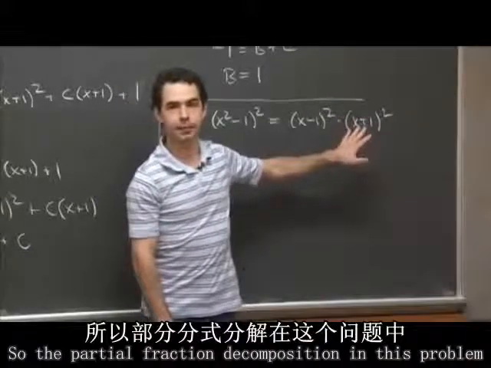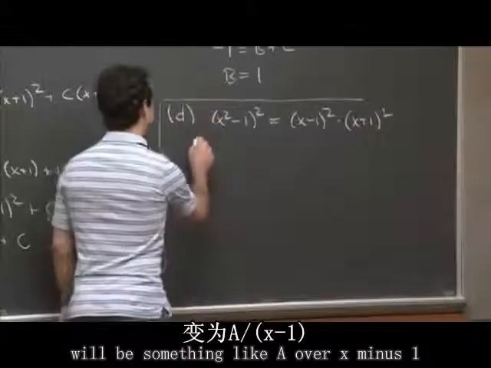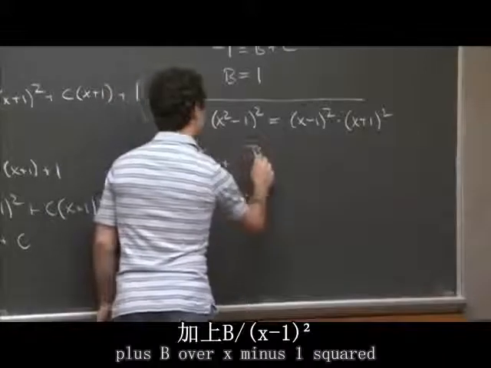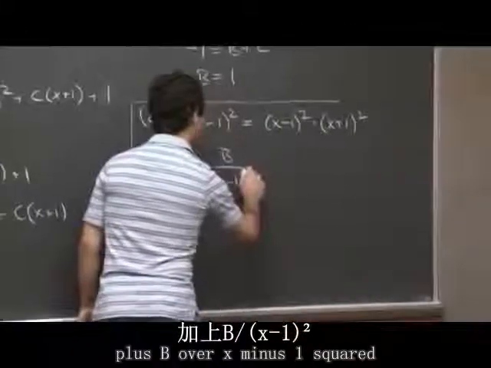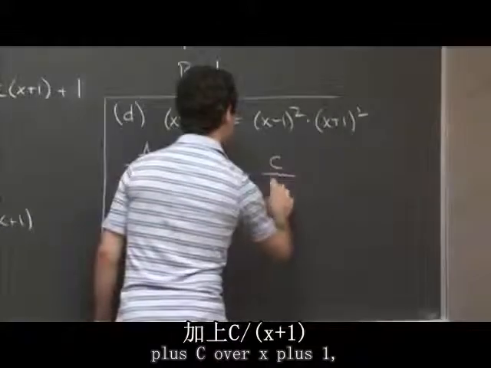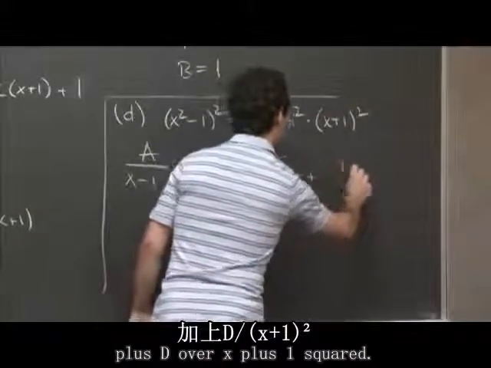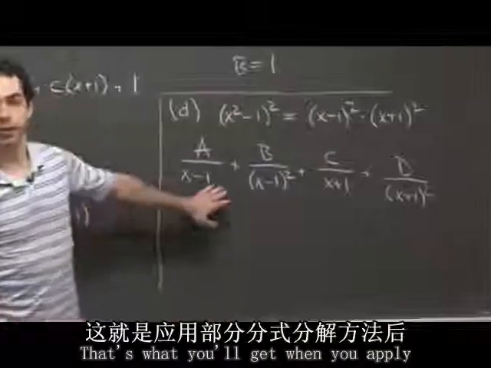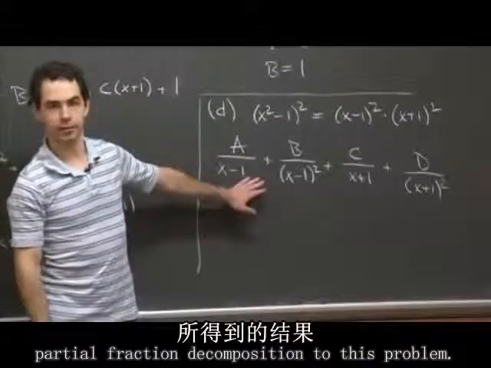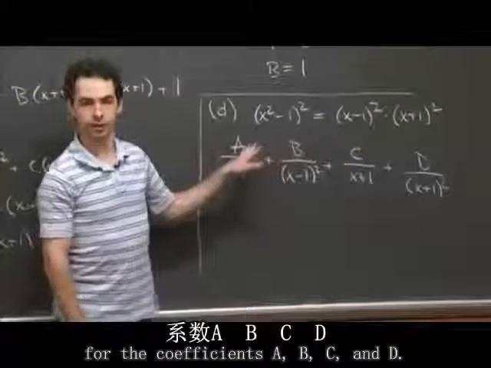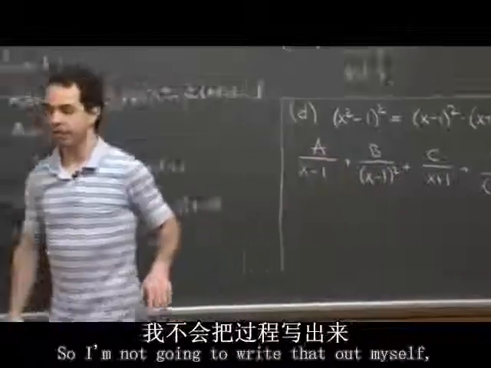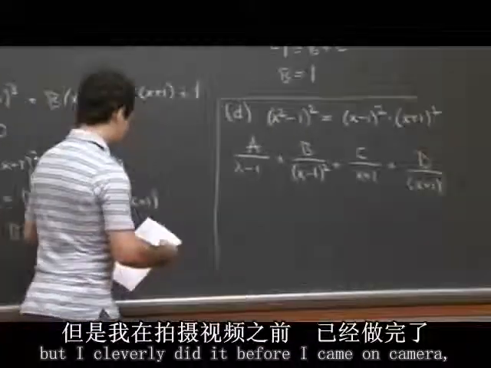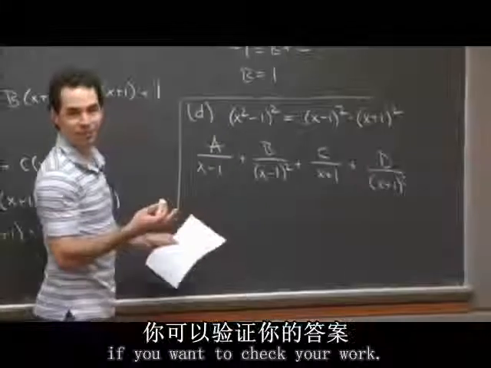So the partial fraction decomposition in this problem will be something like a over x minus 1, plus b over x minus 1 squared, plus c over x plus 1, plus d over x plus 1 squared. That's what you'll get when you apply partial fraction decomposition to this problem. And then you have to solve for the coefficients a, b, c, and d. I'm not going to write that out myself, but I cleverly did it before I came on camera, so I can tell you what the answer is if you want to check your work.